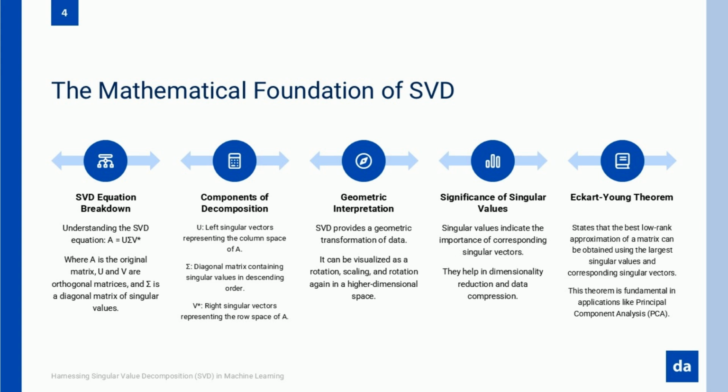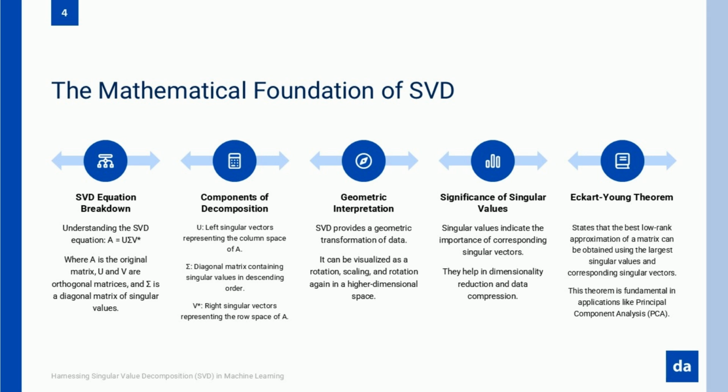The matrix V transpose contains the right singular vectors, which reveal the relationships between the original features in our data. These vectors help us understand how different variables interact to create the patterns we observe. Like U, these vectors are orthogonal, providing a set of independent directions in the input space.